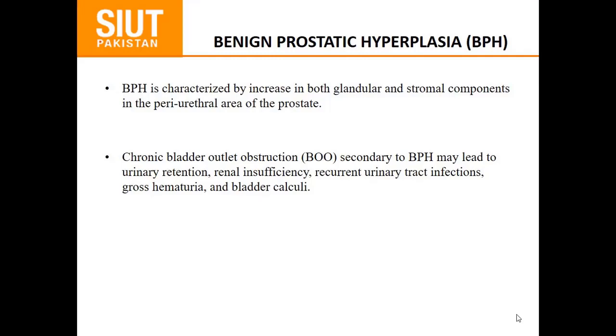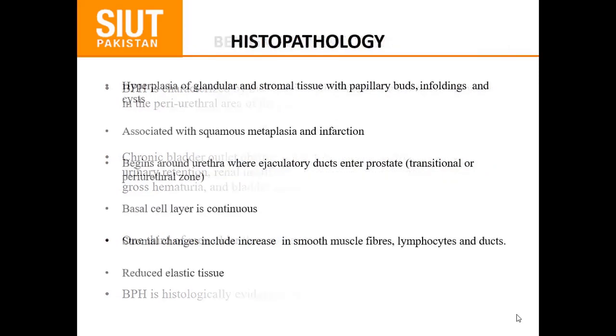Chronic bladder outflow obstruction secondary to BPH may lead to urinary retention, renal insufficiency, recurrent urinary tract infections, gross hematuria, and bladder calculi. BPH is histologically evident in up to 90% of men by age 85 years. Histopathology. Hyperplasia of glandular and stromal tissue with papillary infoldings and cysts associated with squamous metaplasia and infarction. It begins around the urethra where the ejaculatory ducts enter the prostate, mostly in the transition zone.